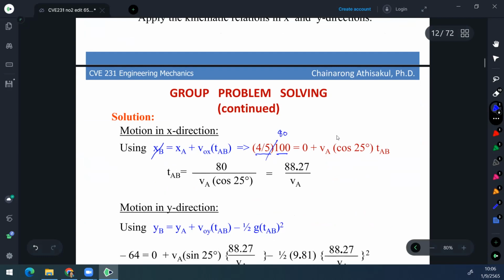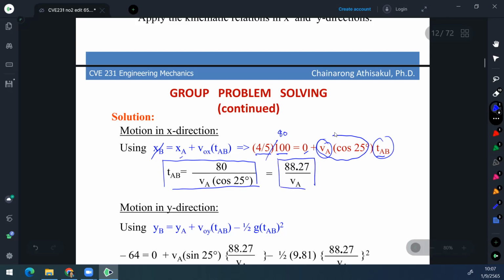That is equal to 0, that is XA, plus VA cosine 25 degree, that is the velocity in the X component, times time TAB. Now we have two unknowns, VA and TAB. We can rearrange this equation to determine TAB in terms of VA first, which is equal to this.